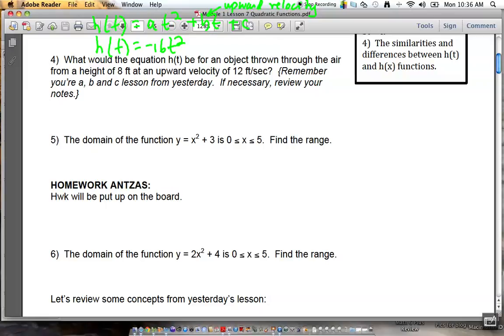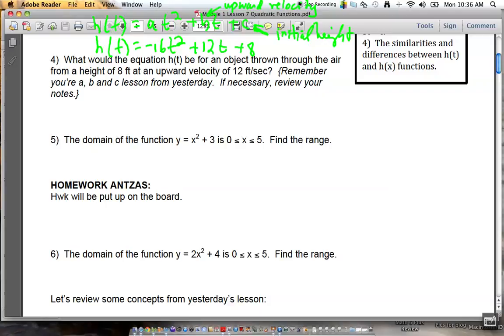All you got to do is read it. 12 feet per second. Good. So I'm going to go plus 12 because you're going upward 12 feet per second. And then the last thing, c, is always the initial height. So what is the initial height in this problem? 8 feet. So the answer is h of t equals negative 16t squared plus 12t plus 8.